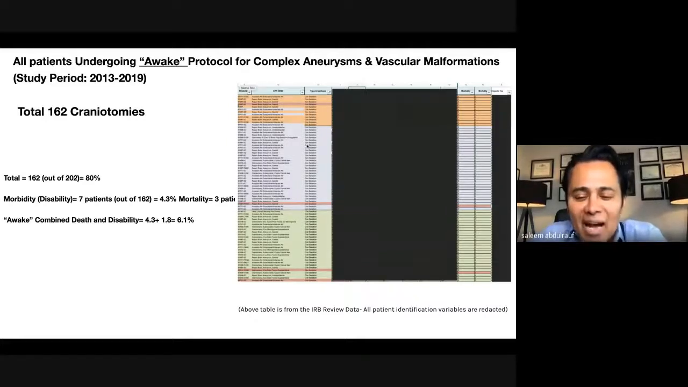What's nice about this review is that typically we do our own reviews in our department, we, the surgeons, and you know, we can be biased. What's nice about this, because this was a major study, is that it is an independent review by an independent board, okay? So this is the data right here, and I'll show you that in more detail in a minute.